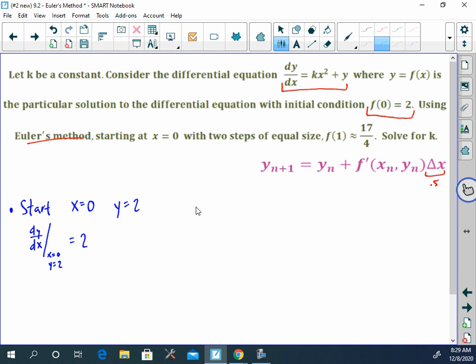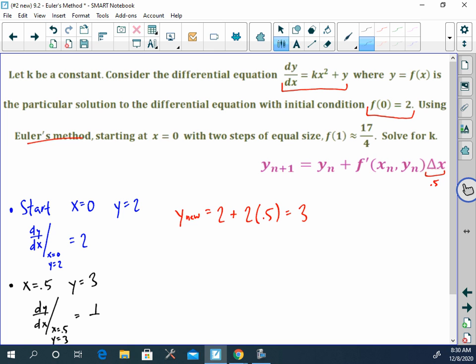Okay, and then did you move over to the y new? Yep. Okay, keep going. So I did y new equals 2 plus 2 times 0.5. And then that ends up giving you 3. That seems good. And then I repeated those steps for the next one. So I did x equals 0.5, y equals 3. And then I did the derivative of that. And I kept k in the problem for this one because it doesn't go away. So it was 1/4 k plus 3.